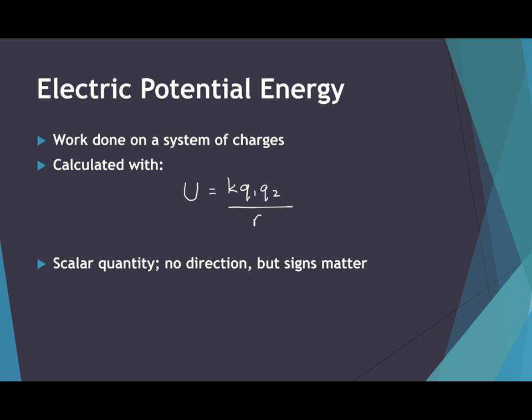So maybe U_E specifically, because U is typically potential energy. We need to denote it with subscript E to specify electric potential energy. So this is a scalar quantity. There's no direction. Energy is just energy. You either have it or you don't. But when you're calculating it, you need to have signs. There is such a thing as positive energy and negative energy, to help us understand, especially with increasing and decreasing energy of a system.